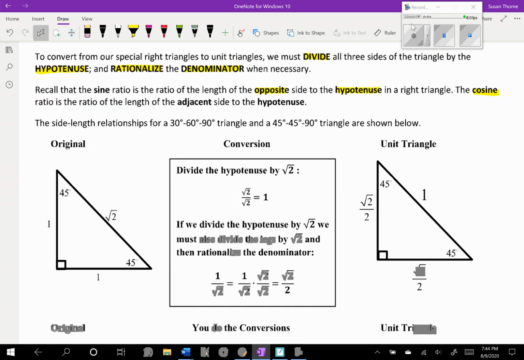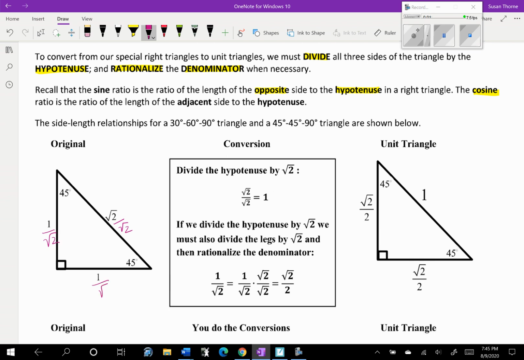The side length relationships for a 30, 60, 90 triangle and 45, 45, 90 triangle are shown below. So here is our 45, 45, 90 triangle. So it's 1, 1, root 2, which we've talked about before. And for this, we talked about last year doing the conversions. So if we want a unit triangle, we divide all of these sides by root 2.